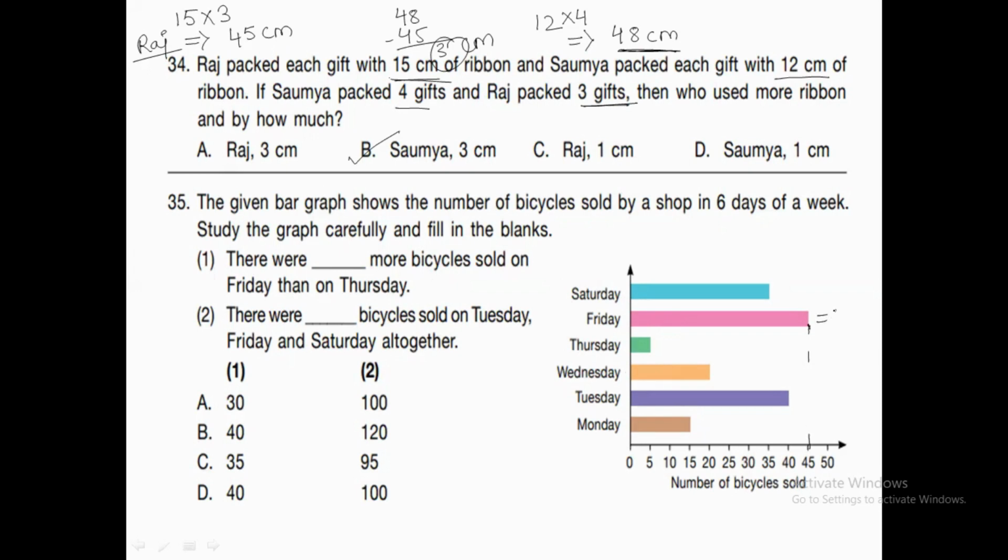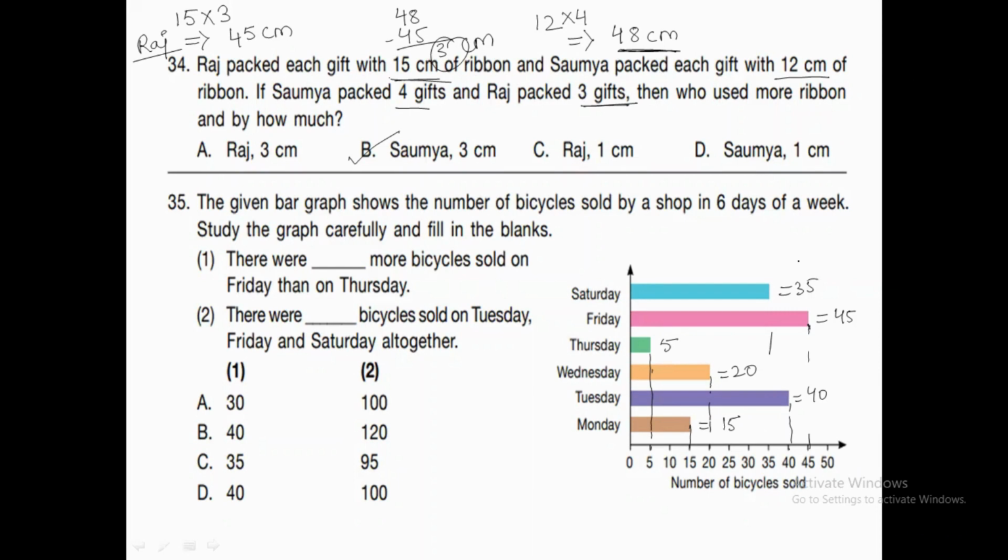So we can see 45 bicycles were sold on Friday, and on Thursday it is 5 only. On Wednesday it is 20. On Tuesday it is 40. On Monday it is 15, and on Saturday it is 35.